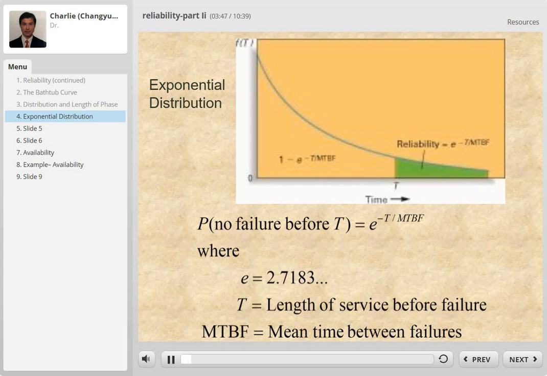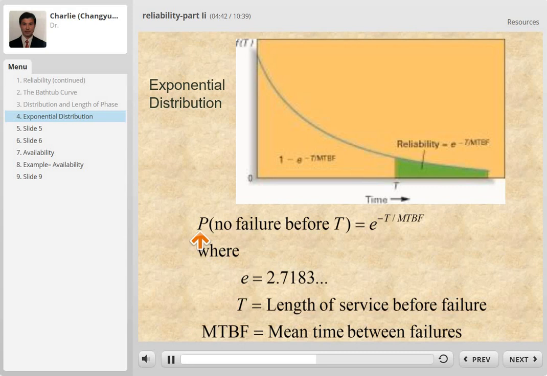One popular distribution for the failure rate of a lot of products is the exponential distribution. In terms of the curve, it looks like this. The x-axis is time, and the y-axis is the probability density function. So where is the reliability anyway? The reliability is the size of the area under this curve and above the x-axis. So the size of the area is the probability.